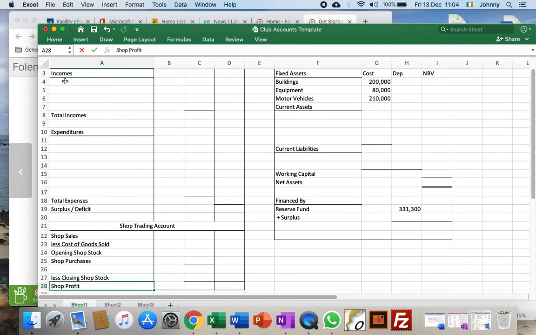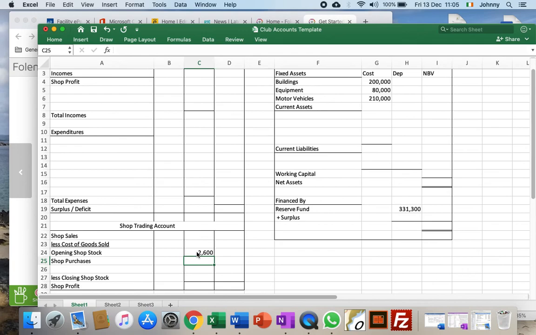And that is going to be one of the incomes of this club or this charitable organization. Okay, so opening stock of clothes and furniture. So obviously we have a charity shop, and at the beginning we have 2,600.